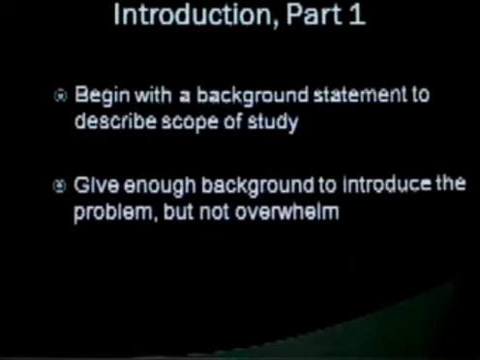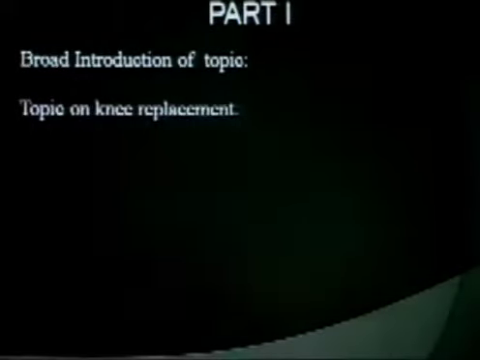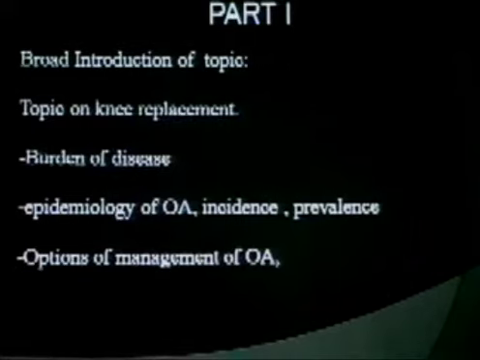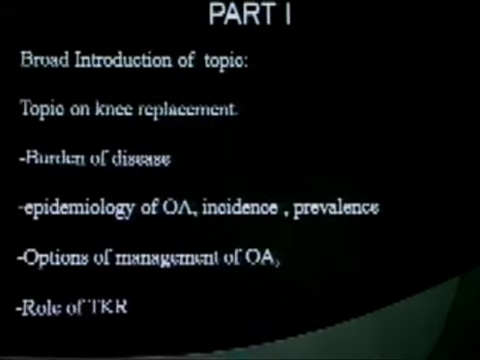It begins with the background statement, describing the scope of the study, giving enough background to introduce the problem but not overwhelm. So the basic thing, like I said, is in general. For TKR we talk about osteoarthrosis, the burden of the disease and other management options of OA, and what is the status of TKR in that. Burden of disease, epidemiology of OA, incidence, prevalence, options of management of OA and role of TKR. That will be part 1 of our adopted thesis.